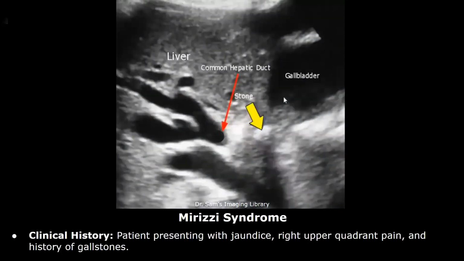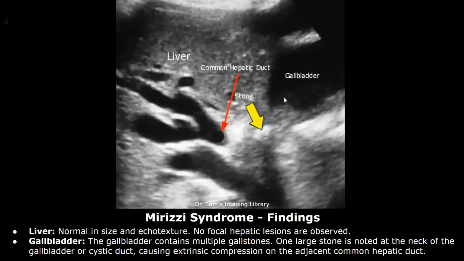Here is a report of Bile syndrome. Clinical history: patient presenting with jaundice, right upper quadrant pain, and history of gallstones. These are the findings. The liver is normal. The gallbladder contains multiple gallstones.